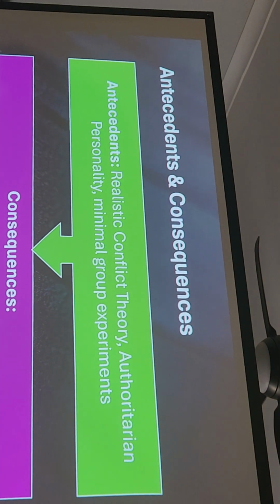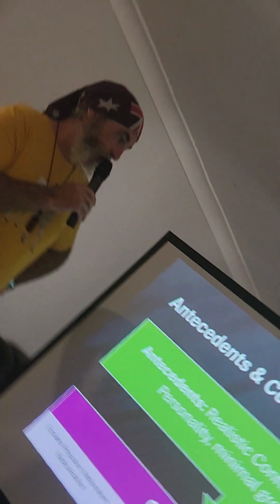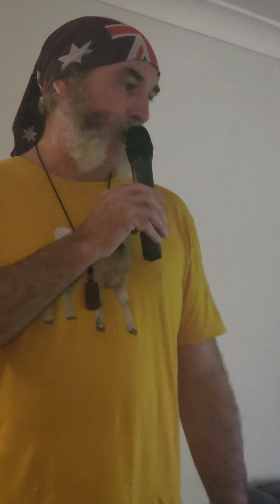As for antecedents and consequences, the prerequisites were realistic conflict theory, authoritarian personality theories, and minimal group experiments. A consequence of social identity theory was that we could now explain prejudice, nationalism, and radicalisation, and it is the basis for modern diversity training, social movement psychology, and de-radicalisation programs. It also influenced theories like SIMCA and identity fusion. So that's social identity change.